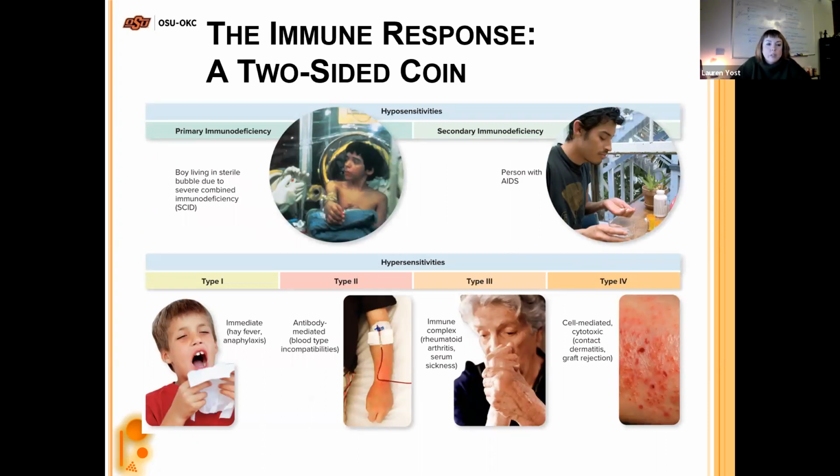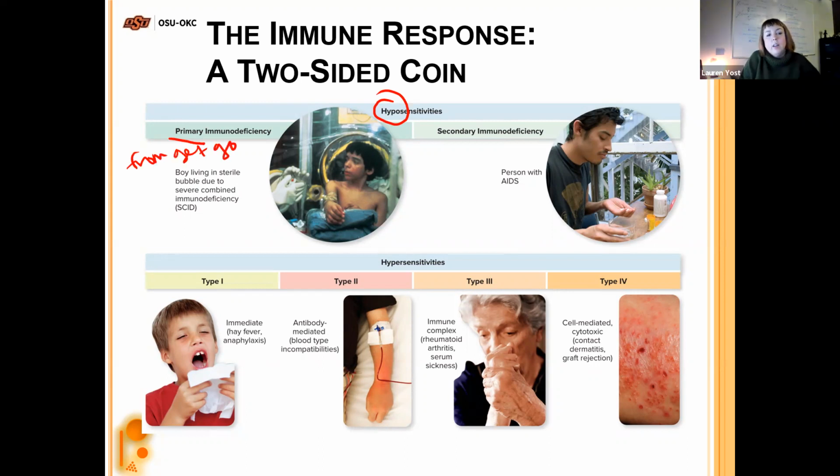So, hypersensitivities and hyposensitivities. Okay, so the top is talking about the hyposensitivities. That's where you're not reacting enough, right? So hyposensitives, you're not reacting enough. So here we have a primary immunodeficiency. So that's somebody who had this to begin with. So this is from the get-go.